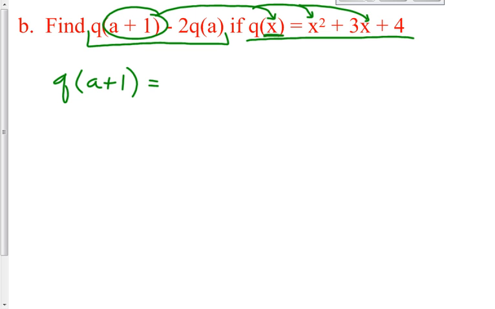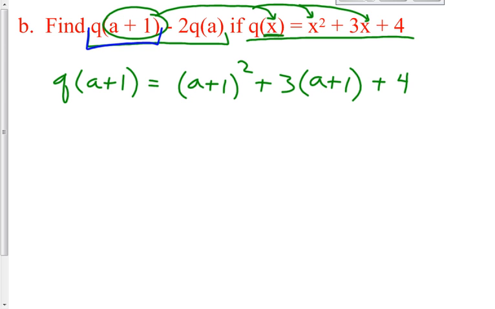equals x squared, which x squared is now a plus 1 squared, plus 3 times x, which x is now a plus 1, plus 4. Let's be very clear about what we've done here so far. We're finding q of a plus 1. So we're putting in a plus 1 into every x we see. Right there, which is this part. Right here, which is a plus 1 squared.